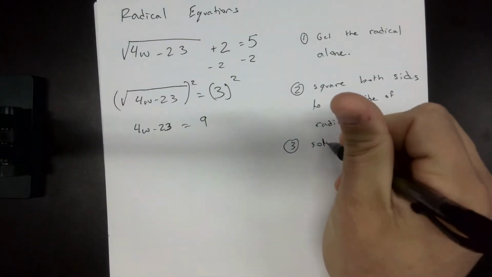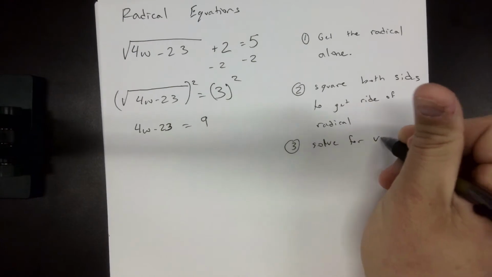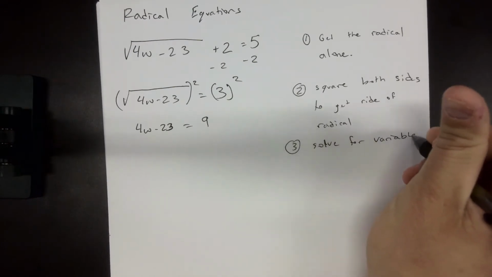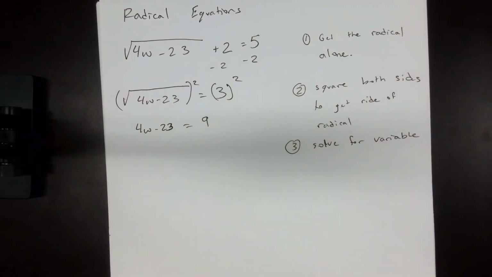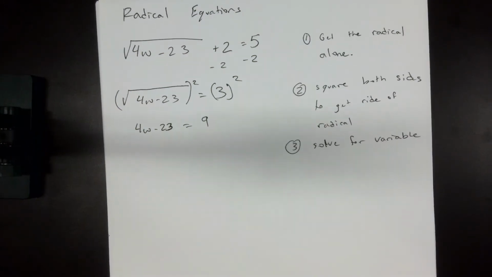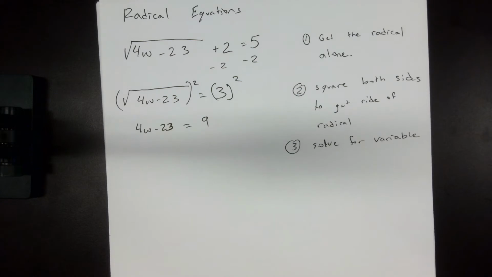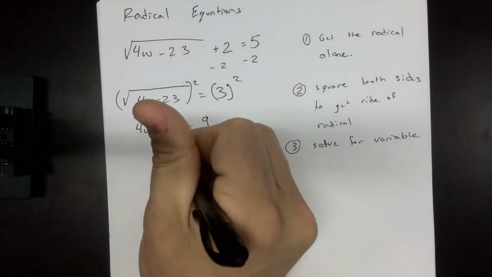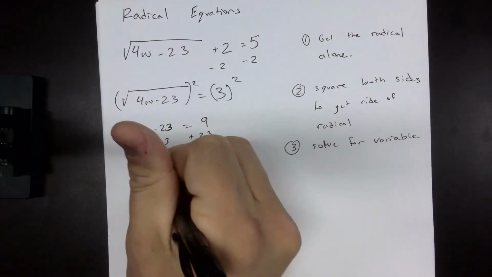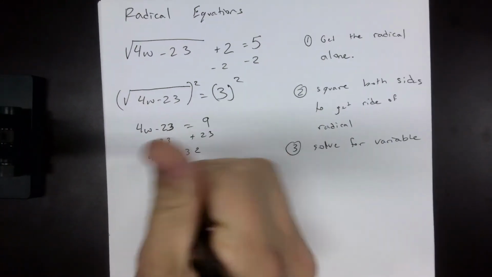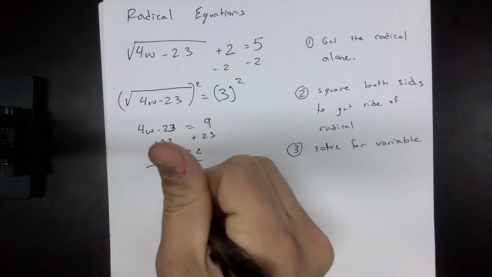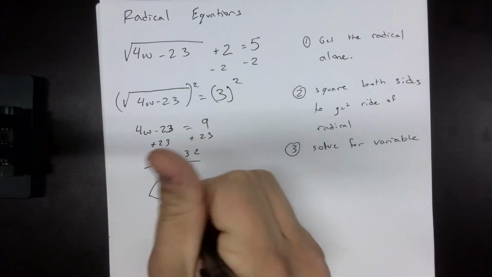Step number 3, solve for variable. Alright, so add 23 to both sides. 4w equals 32. Divide by 4. W equals 8.